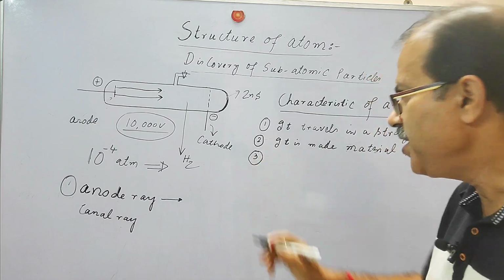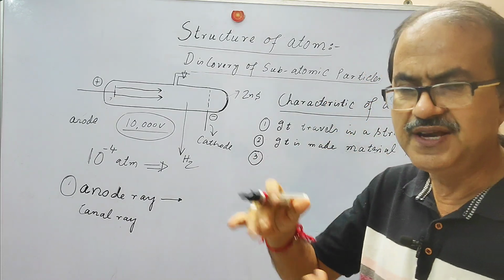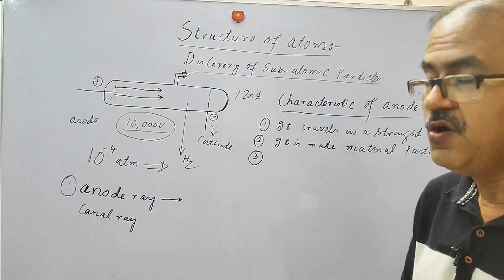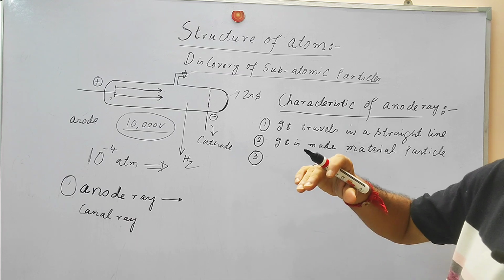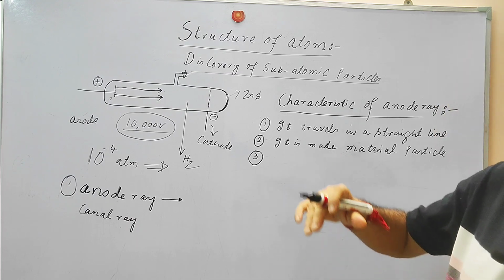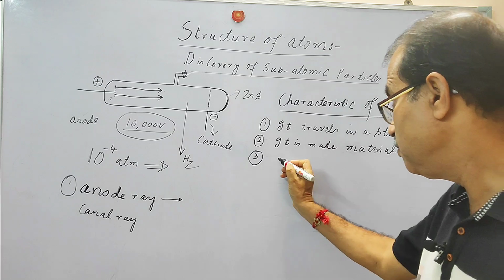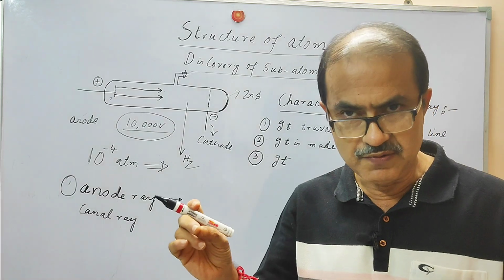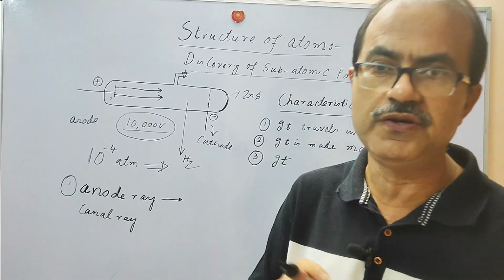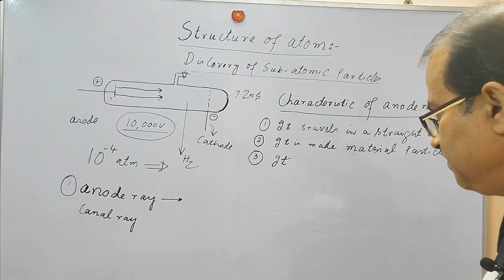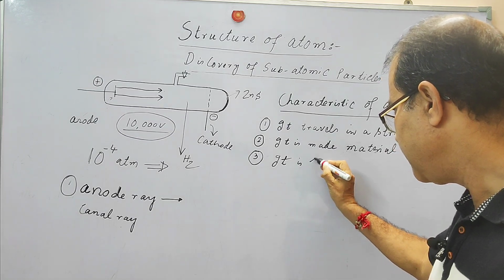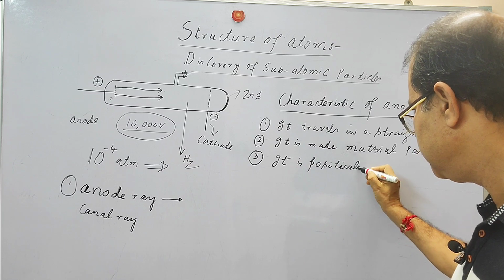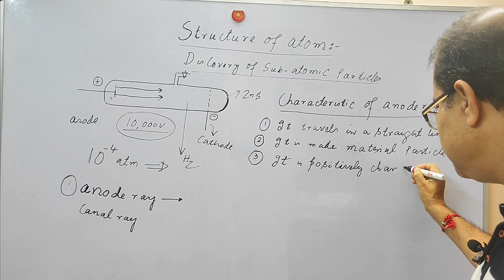Third point, when we put an electric field in the path of this anode ray, we find that it will deflect towards the negative charged plate. This is because we know that positive will attract negative, negative will attract positive, and there is a repulsive force between negative and negative. So it is positively charged. This is the third, important characteristic.